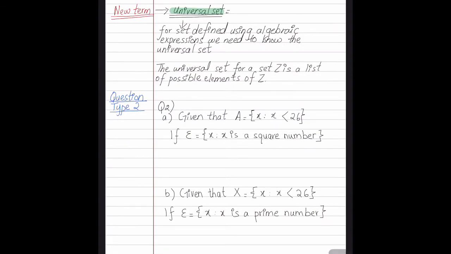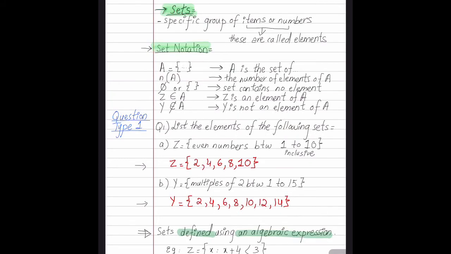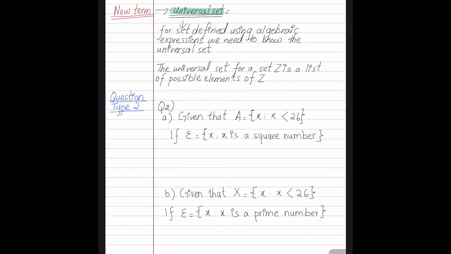Oh great, now there's a new term that we need to learn, which is called a universal set. Essentially, a universal set is the set that contains all the possible elements of a given set. I mean, it could be Z, it could be A, whatever the set that the question states. With algebraic expressions, we also need the universal set. You'll see how that works in the question. So let's solve the type 2 question.